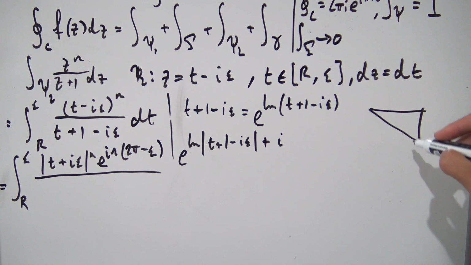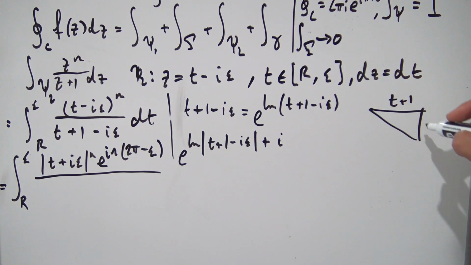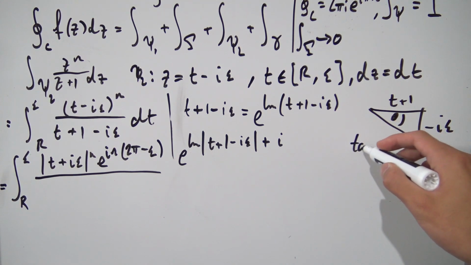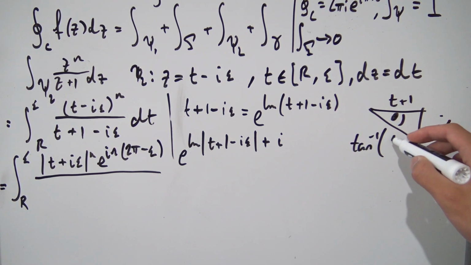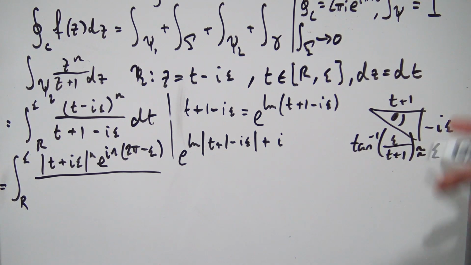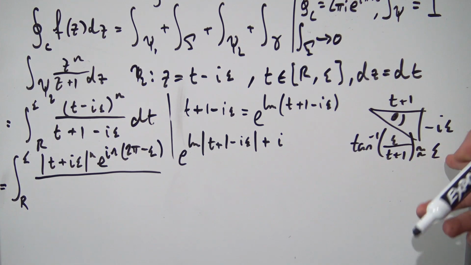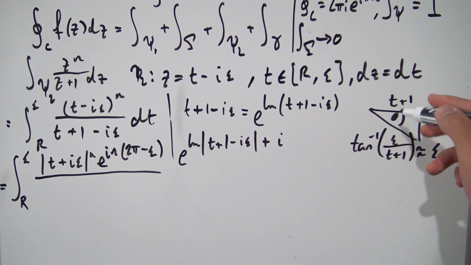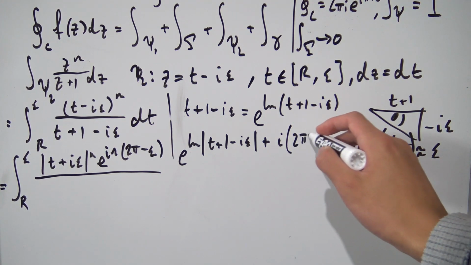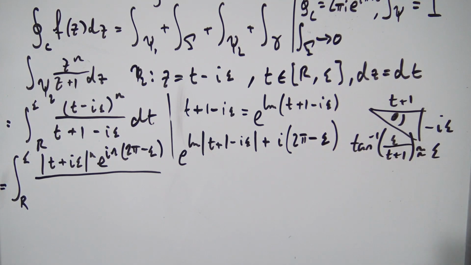and just like before, we can draw up a little triangle. So the real part is t plus 1, imaginary part is minus I epsilon. We want to find this angle right here, and that angle is just tan inverse of epsilon over t plus 1, and we can approximate this to epsilon, because when we take the limits, this thing's going to go to 0 anyway, so we can just simplify it to epsilon, and we want the argument to lie between 0 and 2 pi. So let's take 2 pi and then just subtract off this angle. So this is 2 pi minus epsilon, like so.